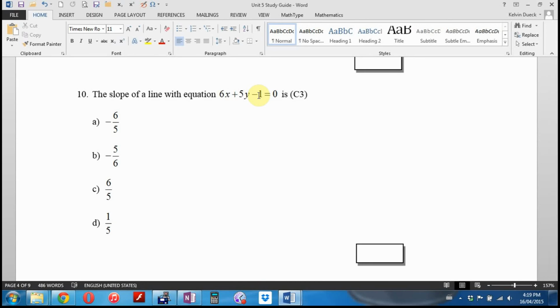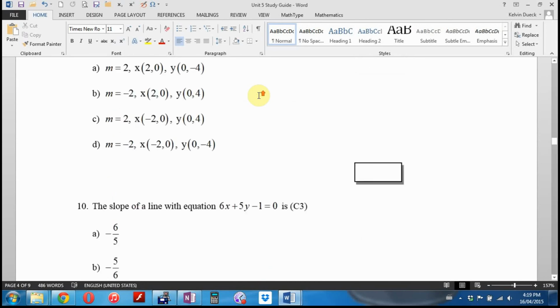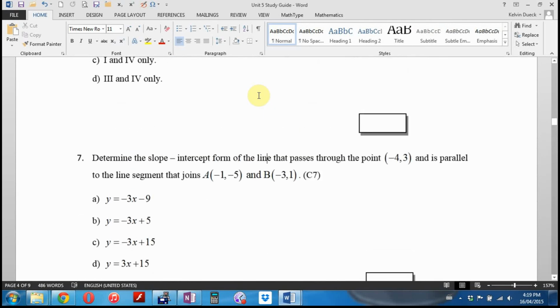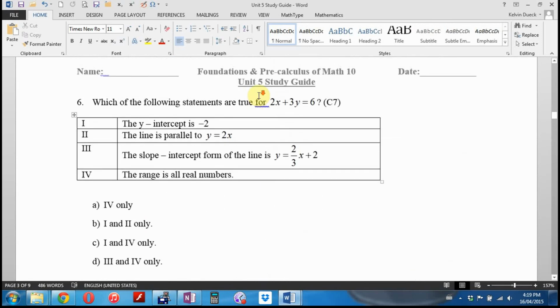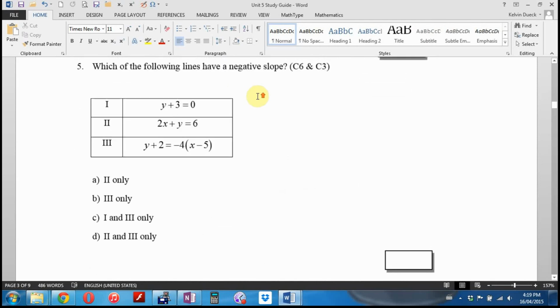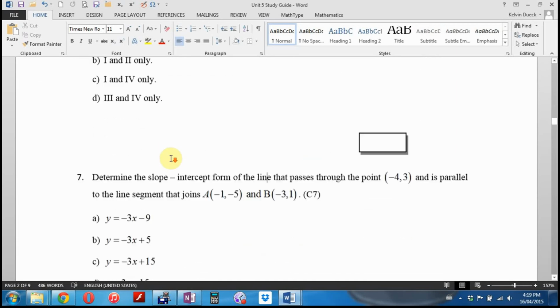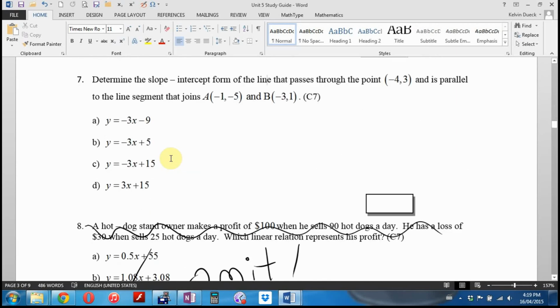Unless it's in slope point form. So the exception would be, there was one here, wasn't there? This, although the y isn't by itself, the brackets twig me with the number in front. This is slope point form. Seven is about as tough as we can throw at you.